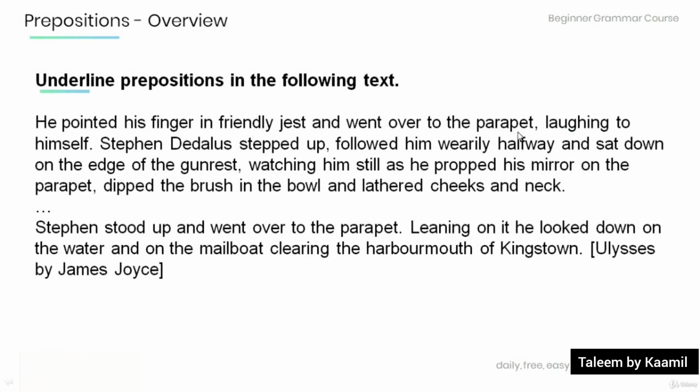He pointed his finger in friendly jest and went over to the parapet, laughing to himself. Stephen Dedalus stepped up, followed him warily halfway, and sat on the edge of the gun rest, watching him still as he propped his mirror on the parapet, dipped the brush in the ball, and lathered cheeks and neck. Stephen stood up and went over to the parapet. Leaning on it, he looked down on the water and on the mailboat clearing the harbor mouth of Kingstown. Ulysses by James Joyce.